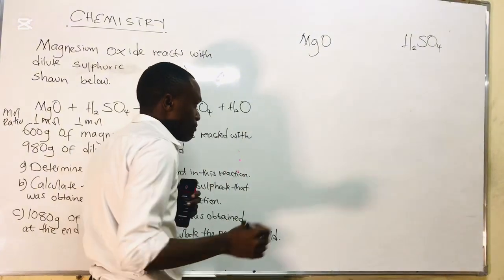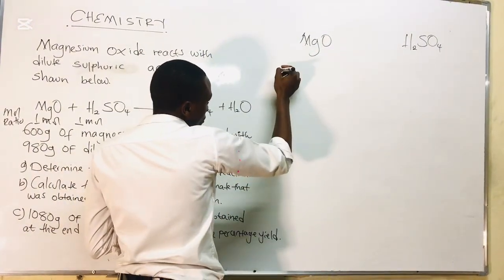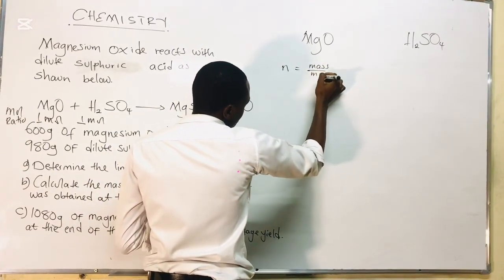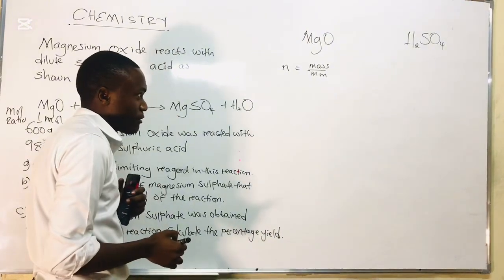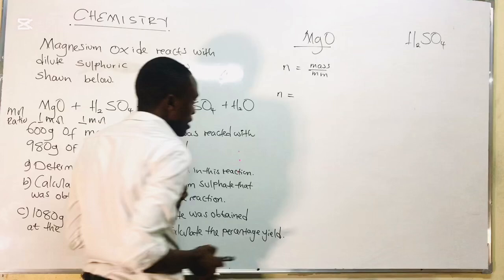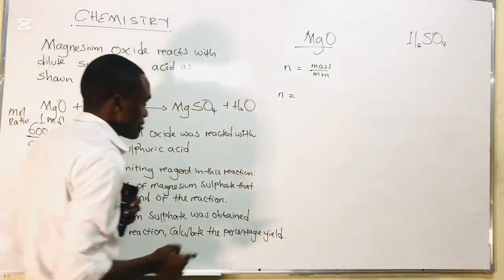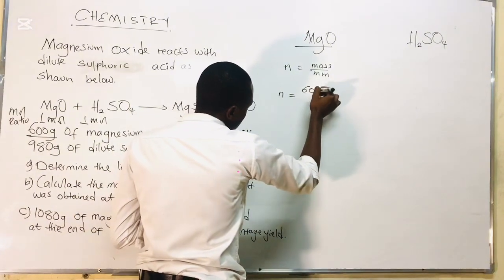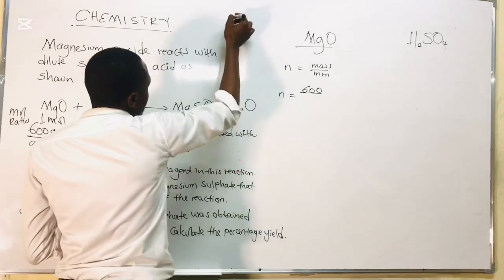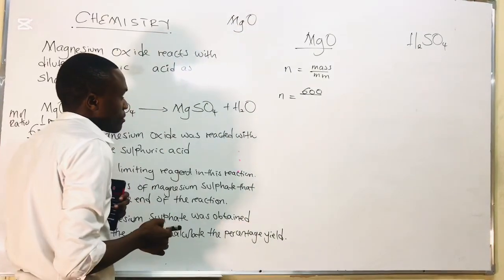So I'm hoping you've been attending those tuitions or lessons. So we know that number of moles, n, equals the mass over the molar mass, right? This is the formula for number of moles. So number of moles will be equal to, what is the mass given for magnesium oxide? The mass given for magnesium oxide is 600 grams. Now what is the molar mass of magnesium oxide? Magnesium oxide, MgO.